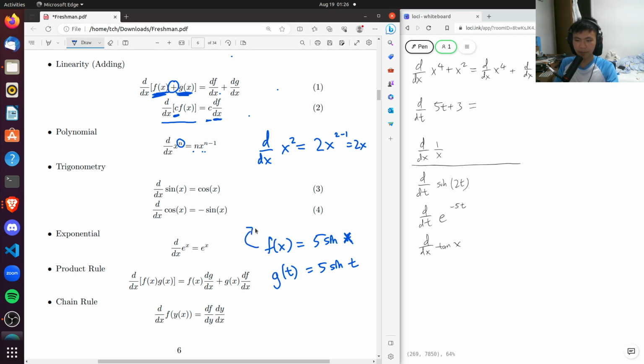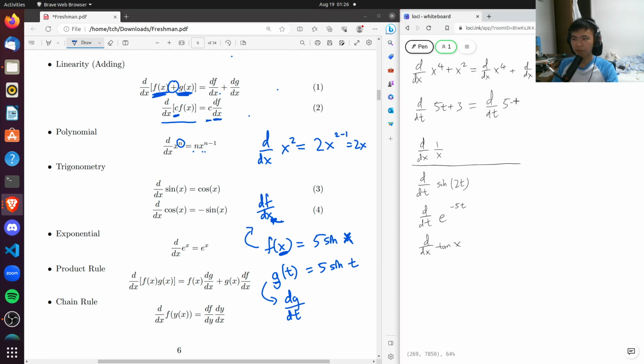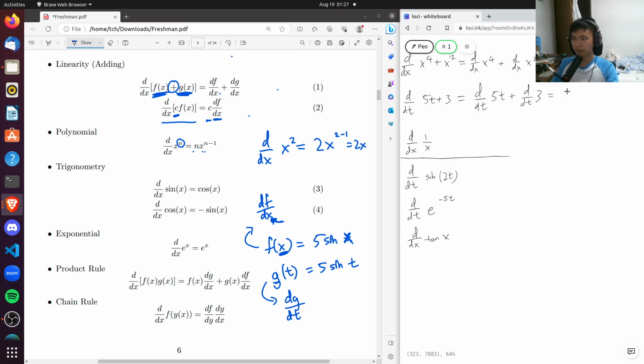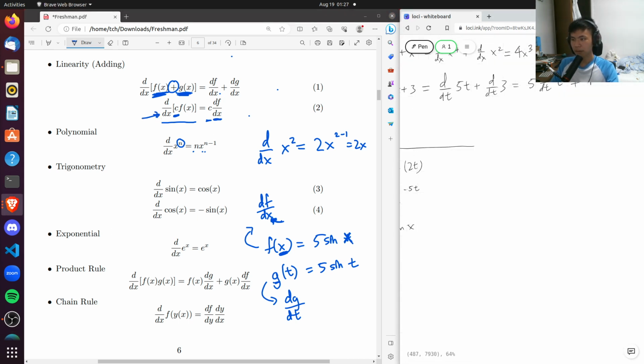For the first function, it makes sense to say df over dx. The x in the denominator is the parameter of that function. In the second case, it makes sense to say dg over dt. It would not make sense to say dg over dx, because the symbol g takes in is t, not x. So that's what this is saying. So d over dt of 5t plus 3: the rules apply. Linearity tells me that this is d over dt of 5t plus d over dt of 3. This would just be 5 times d over dt of t, where we use the scaling rule, plus d over dt of 3.